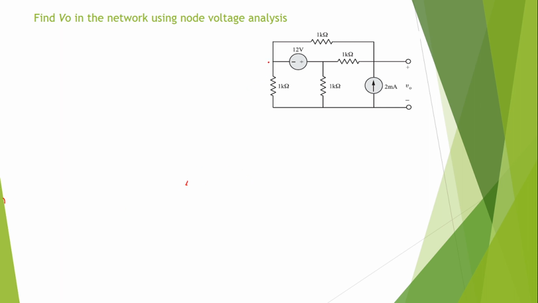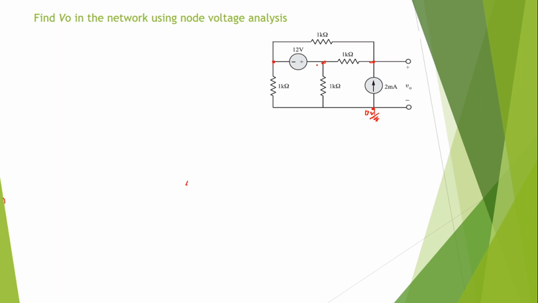We need to identify the nodes, or the points where 3 or more elements are connected. So this is one point, this is another point, and this is the third point, along with this common fourth point. So these 4 points are considered as nodes. In the next step, assume node voltages except the reference. Out of these 4 nodes, you have to consider one node as a reference. Let us assume this node as a reference node, with 0 potential, 0 volt.